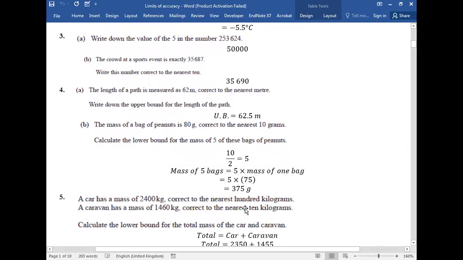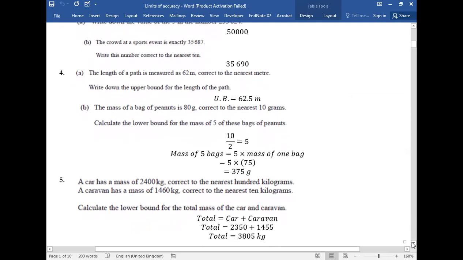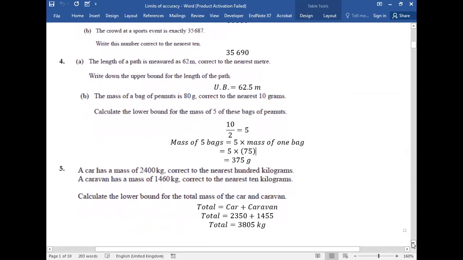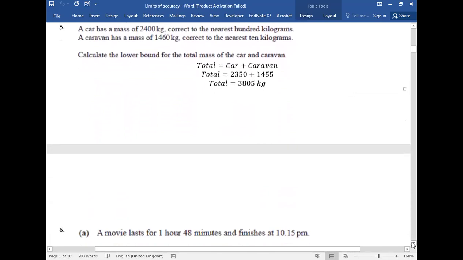Yes, and for caravan, 1455. 10 divided by 2 is 5. You subtract it. 100 divided by 2 is 50. You subtract it to get lower bound. अच्छा, इसमें I urge students to not round off your answers. जो आ रहा answer, write it as it is. Please do not round off in these questions. Is this clear? Okay.